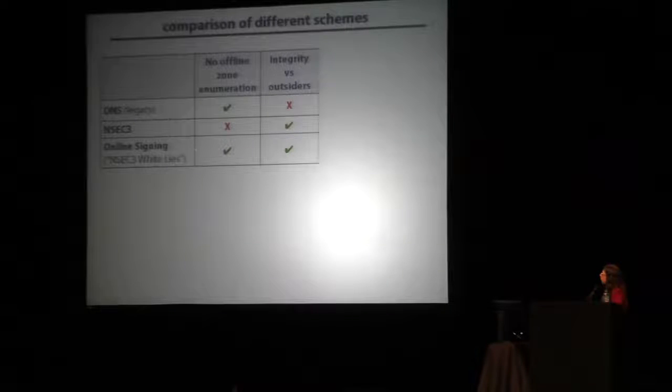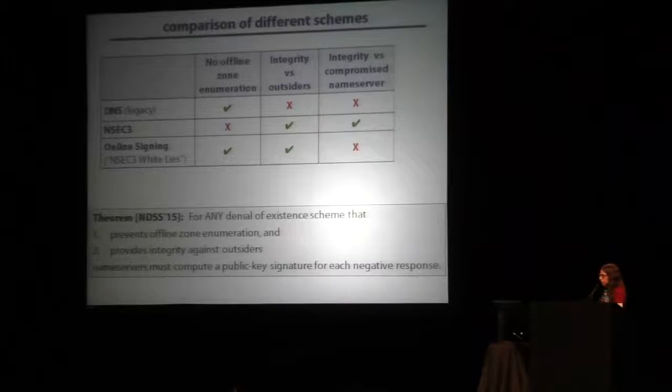And then we have online signing, which doesn't have this offline zone enumeration problem and doesn't have a problem with outsider attacks, right? But in this case, you have to do an online cryptographic signature and give the zone signing key to the name server. Okay, so I have 2 things to say about that. We can see the downside of online signing is that the secret key has to go to the name server, so if the name server is compromised, the integrity of the zone is lost.